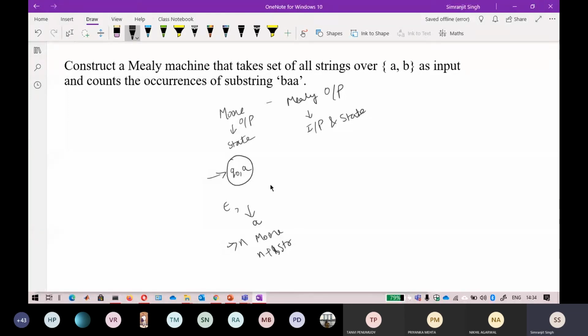In case of a Moore machine, if I input n strings, the output I will get is n plus 1 strings. In case of a Mealy machine, if I input n strings, I will get the output of n strings. So that is the thing that we have done earlier. The main point here is the output function.